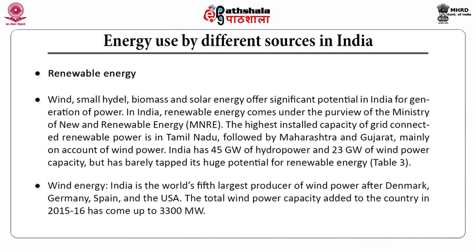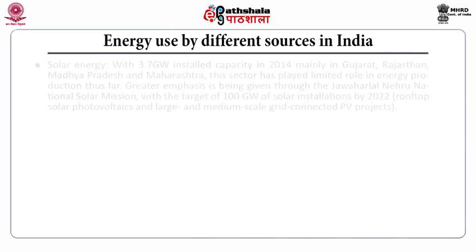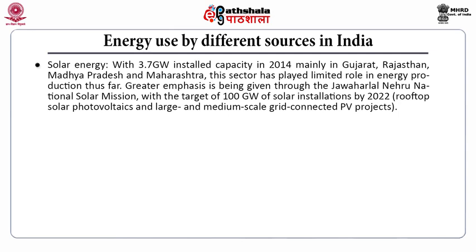India is the world's fifth largest producer of wind power after Denmark, Germany, Spain, and USA. The total wind power capacity added to the country in 2015-16 has come up to 3,300 megawatt. And solar energy, with 3.7 gigawatt installed capacity in 2014, mainly in Gujarat, Rajasthan, Madhya Pradesh and Maharashtra, has played an important role in the energy production.